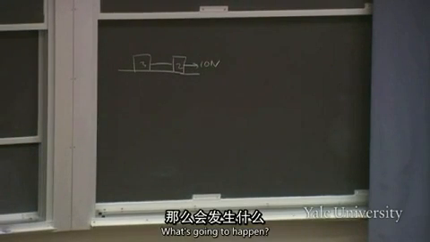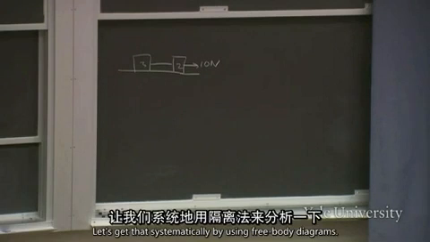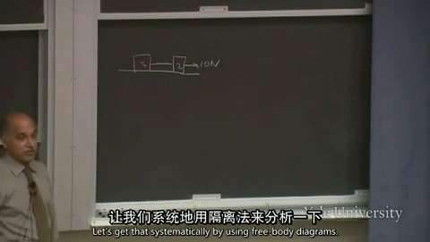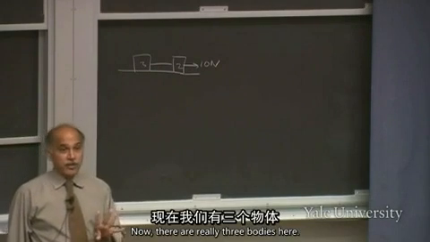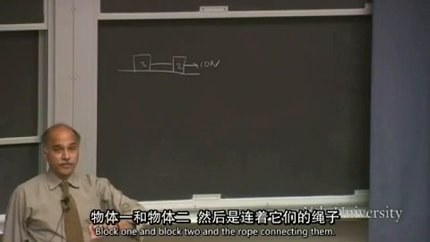What's going to happen? Again, your common sense tells you, look, you're pulling something whose effective mass seems to be 5. The answer is 2. But let's get that systematically by using free body diagrams. Now there are really 3 bodies here, block 1, block 2, and the rope connecting them.